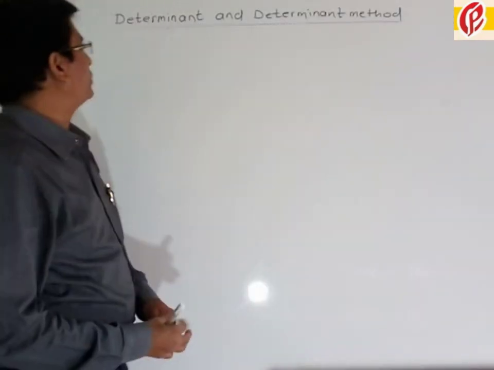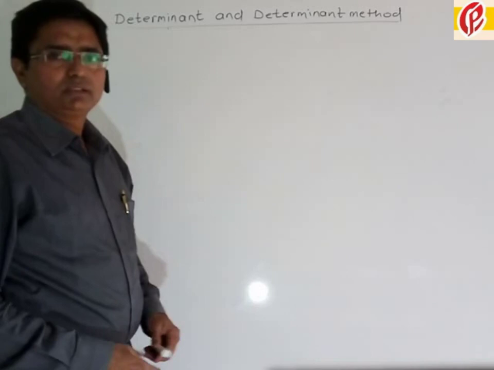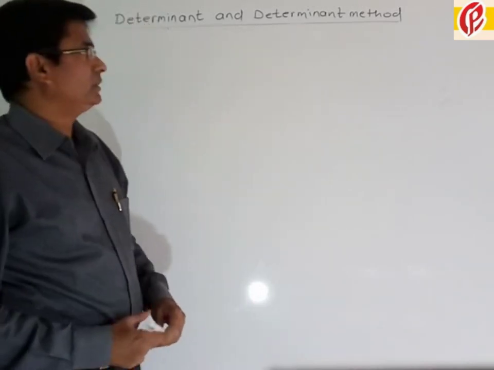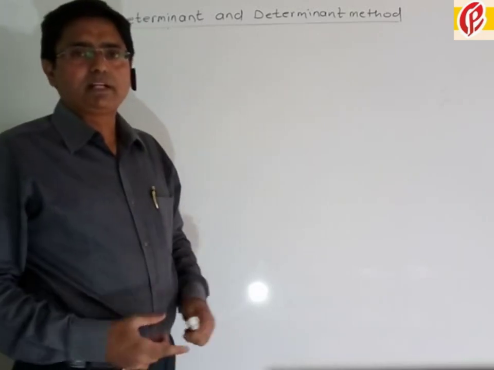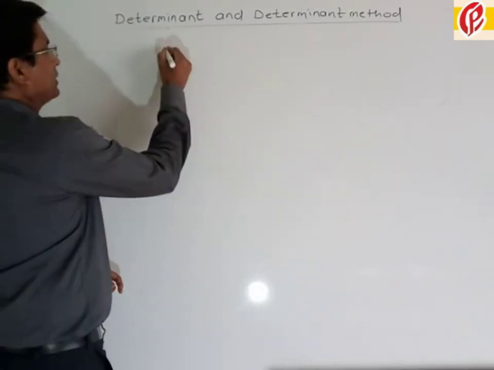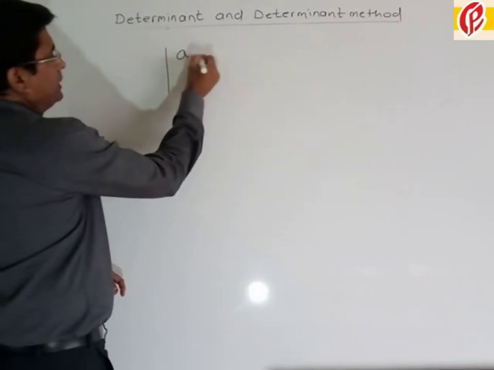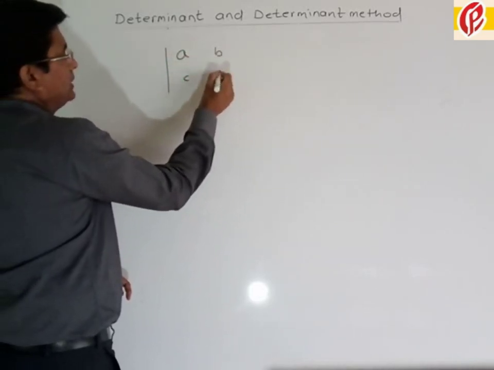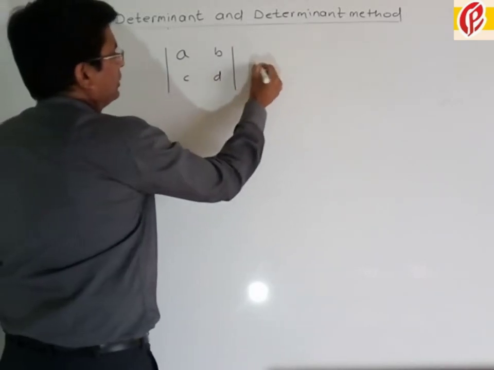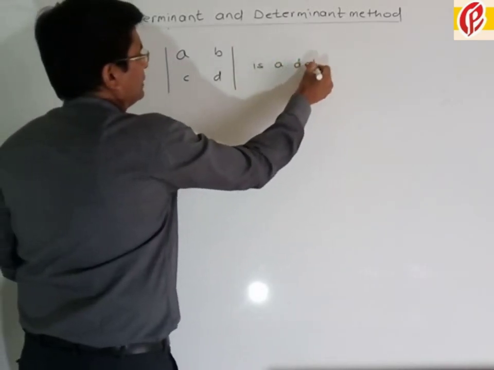Hello friends, today you are going to learn a new topic, that is determinant and determinant method. So what is meant by determinant? If you arrange the elements in square form like this, a, b, c, d between two vertical lines, then it is called a determinant.